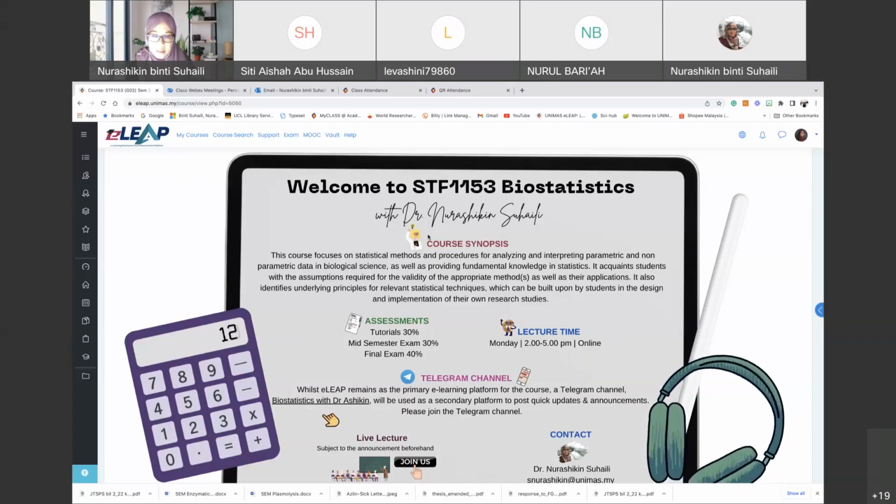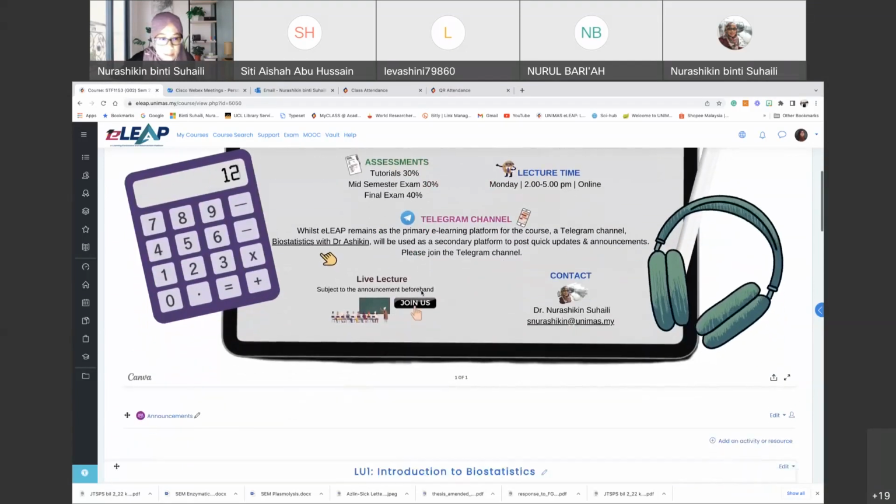All right, so what else? The synopsis acquaints students with the assumptions required for validity. So basically it's about statistical techniques in biology. Okay, I hope that's clear.